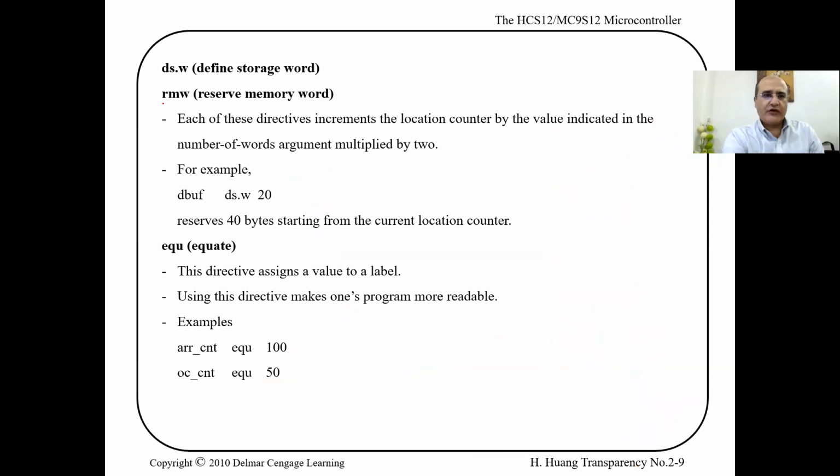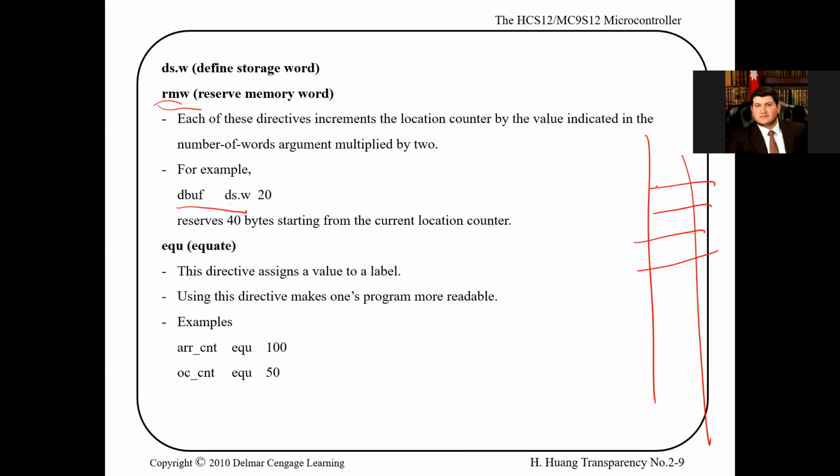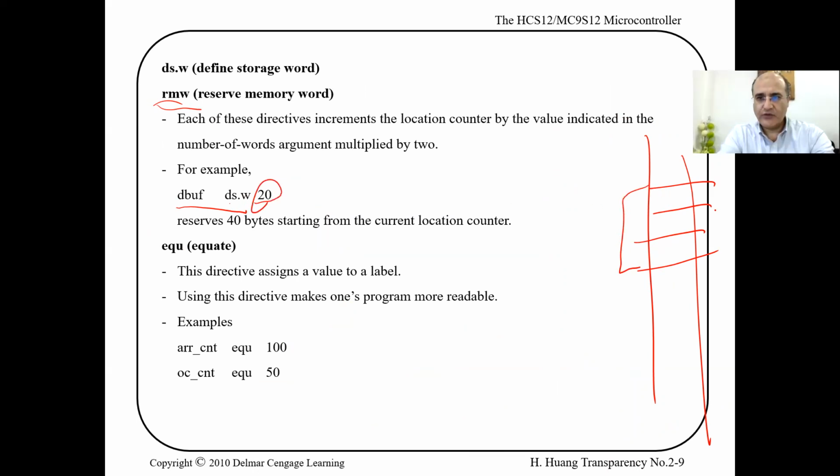Define storage word or reserved memory word, like byte but for words. So this will define storage word or reserved memory word. Will book how many bytes? 40 bytes, meaning 20 words. So this is word 1, then word 2.